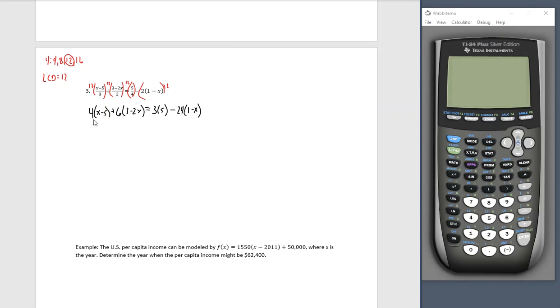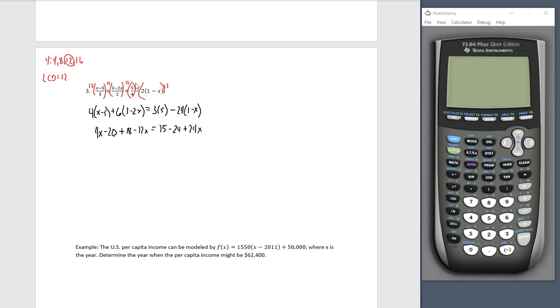So the parentheses are telling us 4 times x, 4 times negative 5, 6 times 3, 6 times a negative 2x, equal sign, 3 times 5 is 15, minus 24 plus 24x.